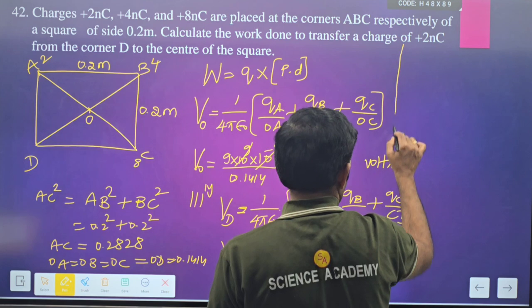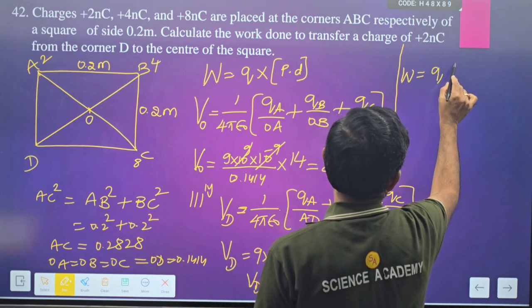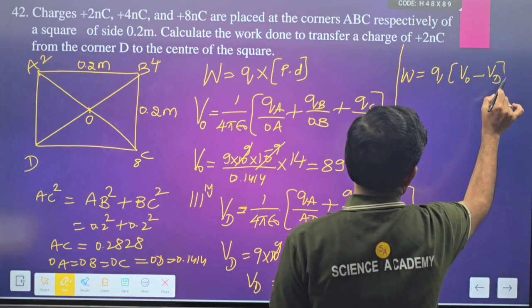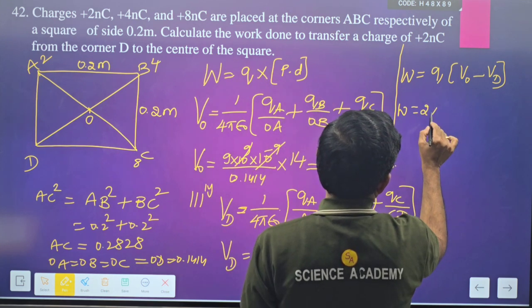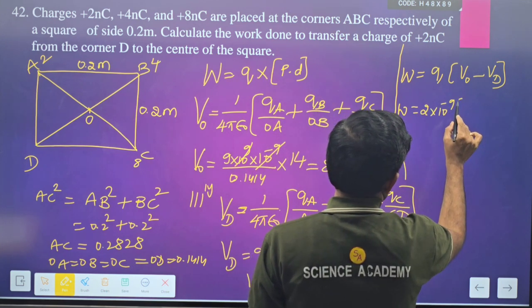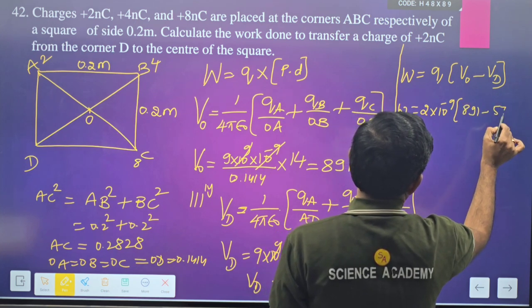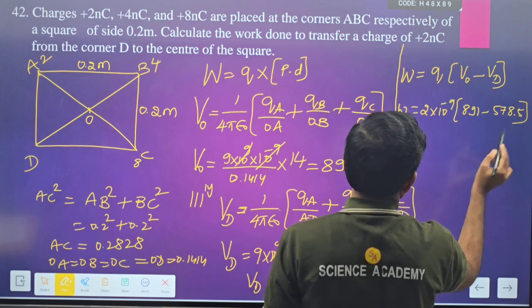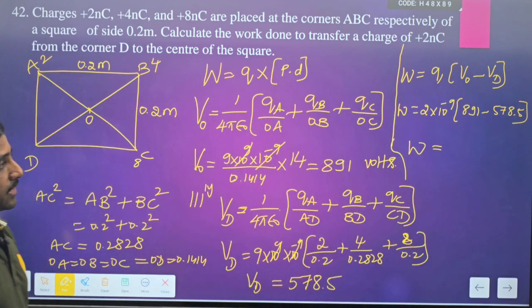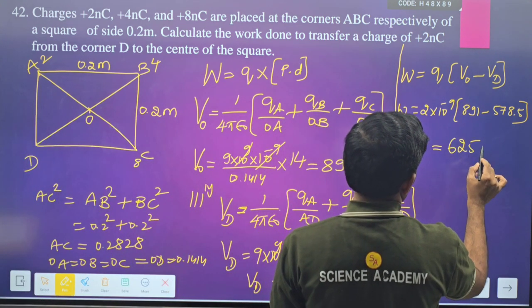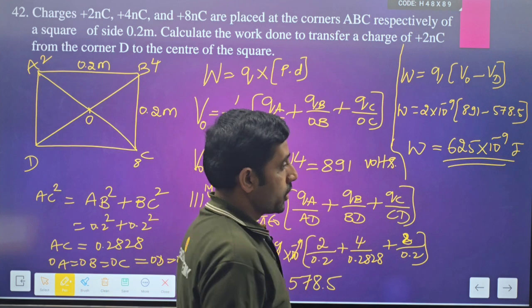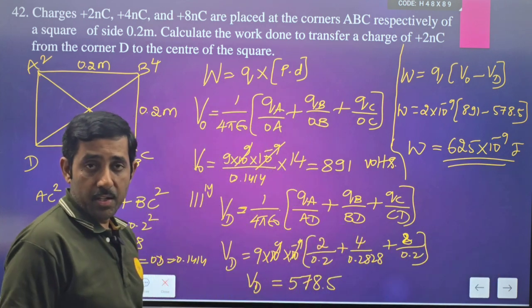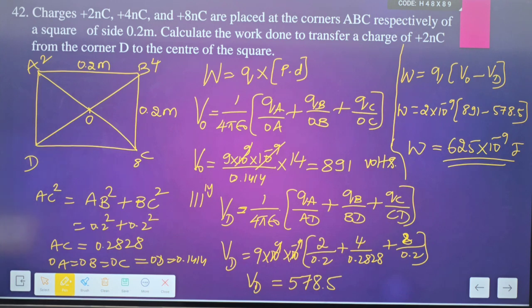578.5. Now work done is charge moved into potential at O minus potential at D. If you simplify this one, you will get the final answer. Charge 2 nanocoulomb, 2 into 10 raised to minus 9 into 891 minus 578.5. So if you subtract 578.5 from 891 and multiply it by 2, you will get the final answer, nearly 625 into 10 raised to minus 9 joules. Okay, you can take the screenshot if you want.